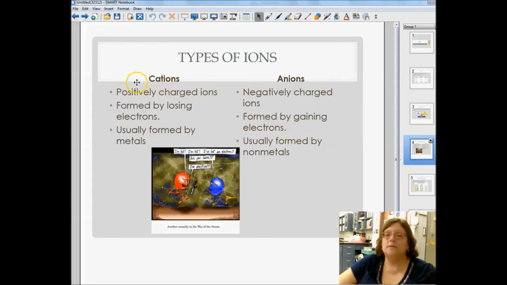Ions that are positively charged are called cations. Think of it as the cool cats. That's positive. And ions that are negatively charged are called anions. Think of it, anions sound like onions, or look kind of like the word onions, and onions smell. That would be negative on your date. Cations are formed by losing electrons. They are usually formed by metals. Anions are gaining electrons and are usually nonmetals.